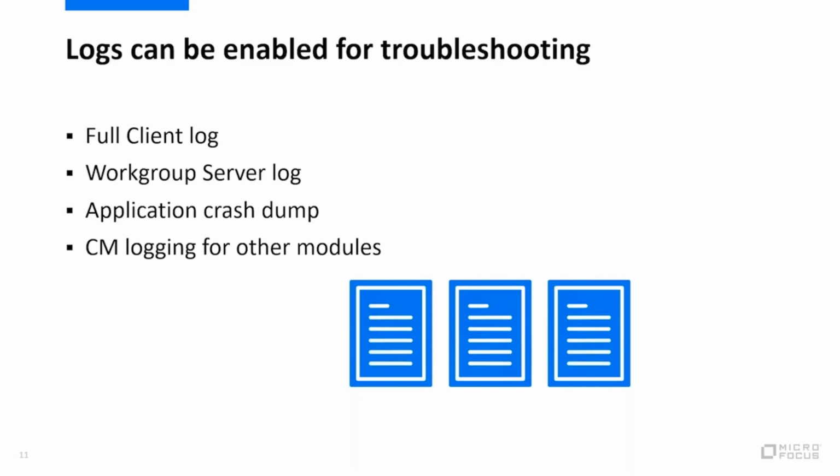And the workgroup server log keeps the tracing for the activities of Content Manager event processes and workgroup server processes. It doesn't only cover the workgroup server's internal activities, but also captures the records from the client and shows how the records are processed on the server.